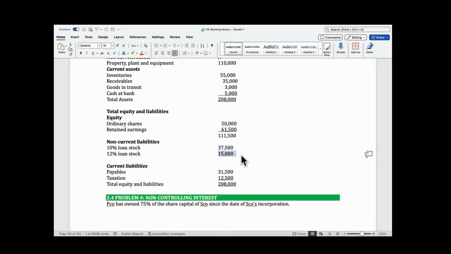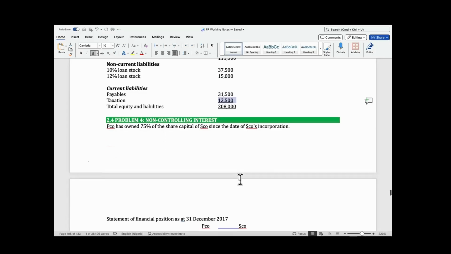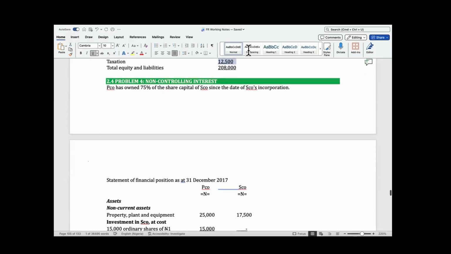This 12%, the remaining 15,000 uncancelled, payables, taxation, just add them together like that to consolidate. And that's that for that.